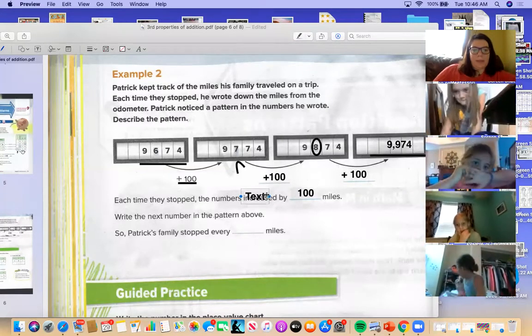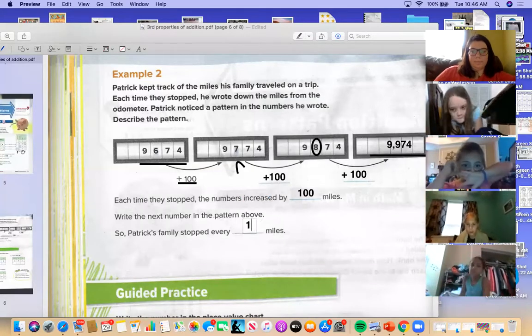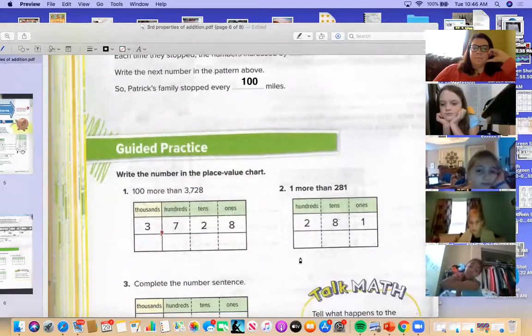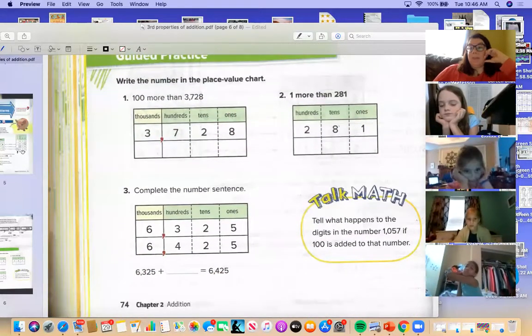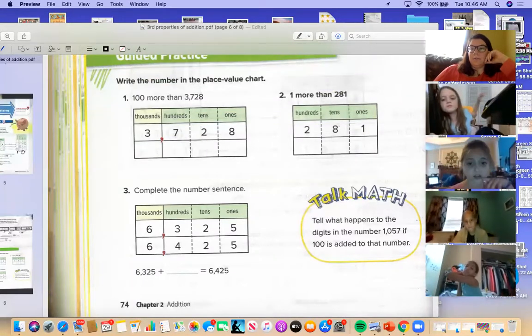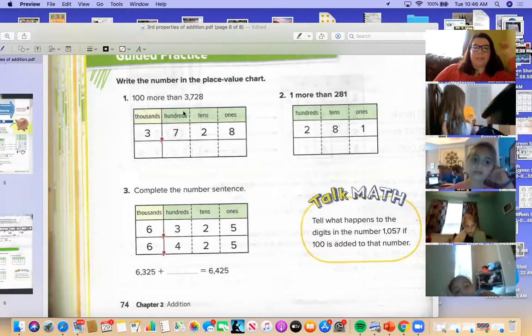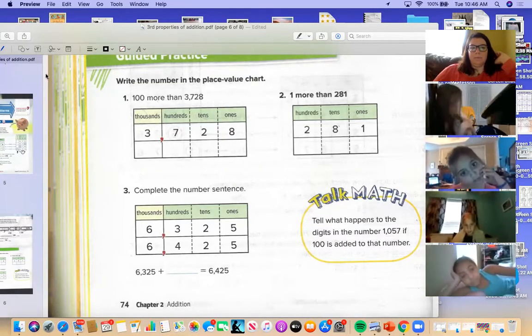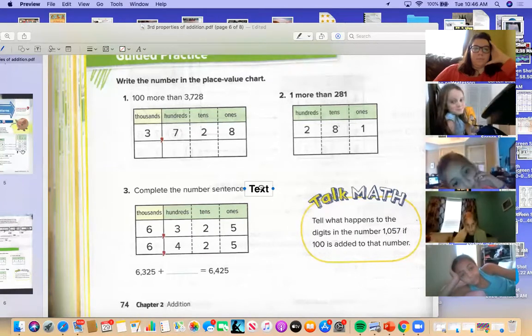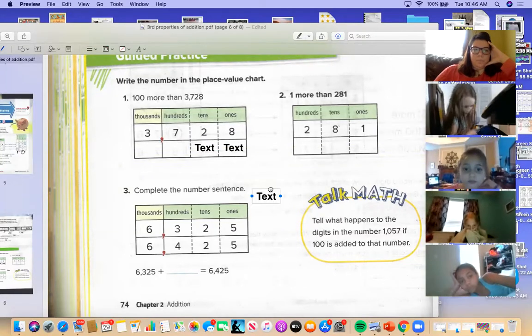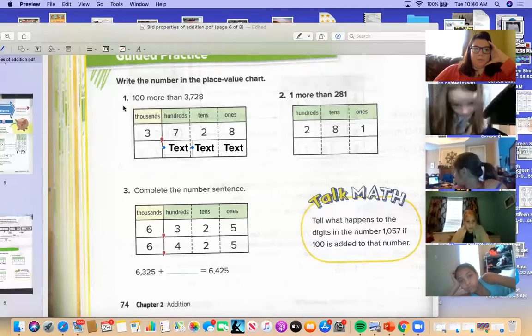So Patrick's family stopped every 100 miles. Okay. So we're going to write the number in the place value chart here. So 100 more than 3,728. That means we're going to have a number in each place. But we're adding 100 more.